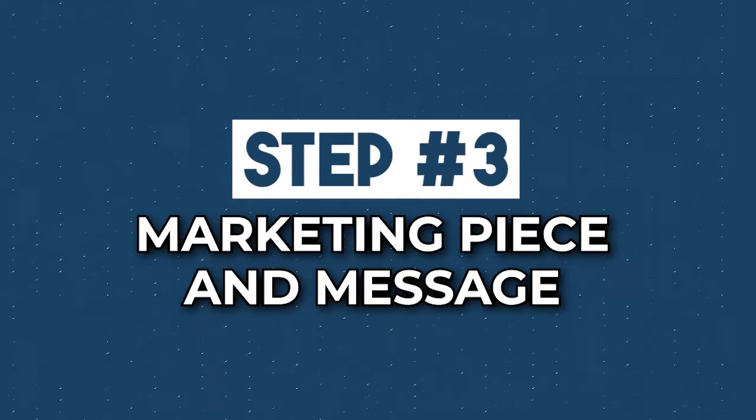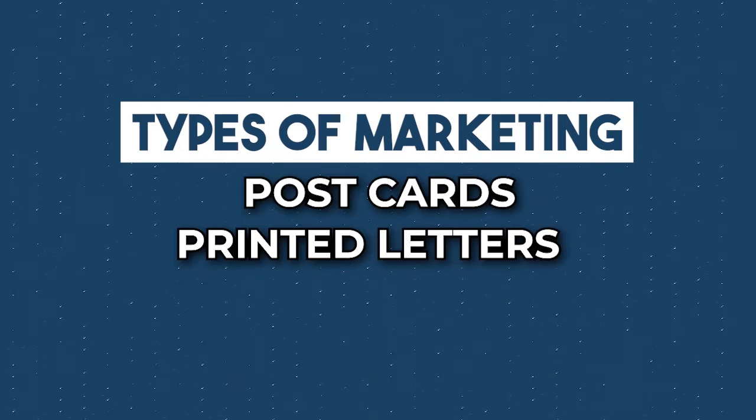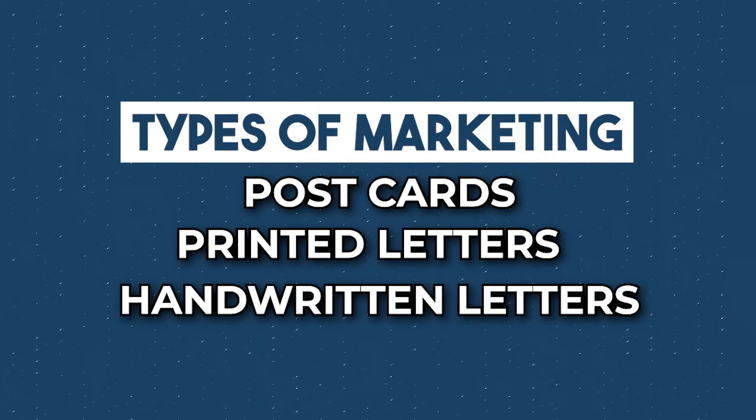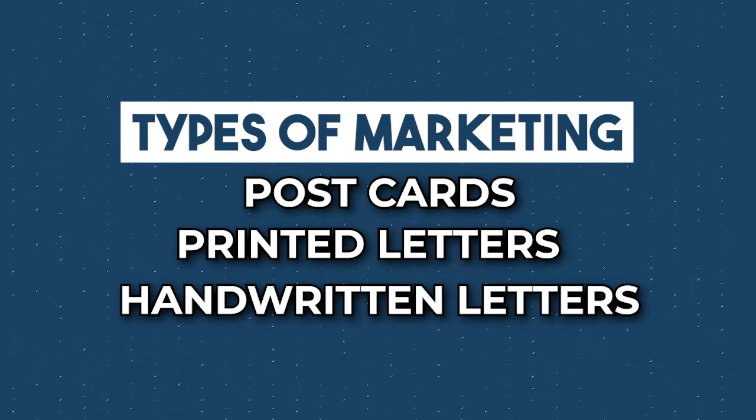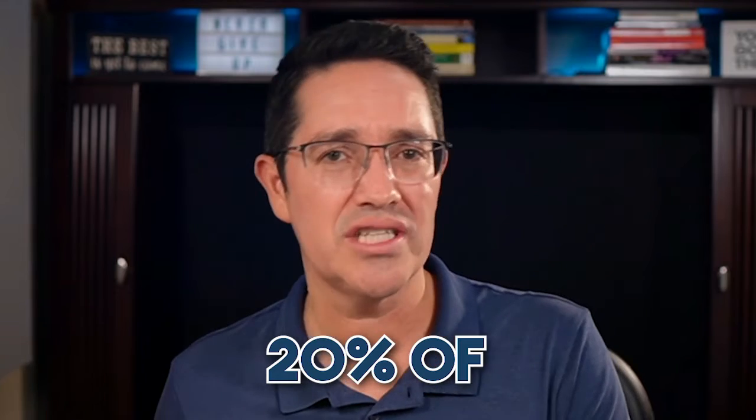Now let's go to step number 3. The marketing piece and the message. There are 3 different types of marketing you can use. We have the postcards, the printed letters, and the yellow letters or handwritten letters, the famous yellow letter card. Pick a marketing piece, then craft the message. Remember, this is the other 20% of your success.